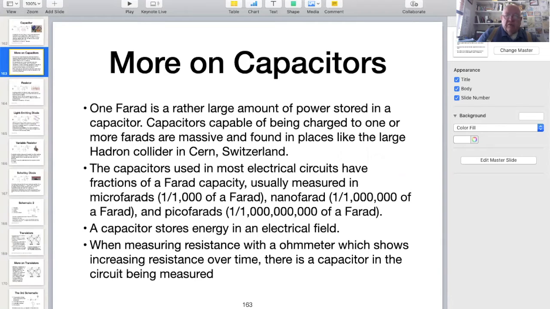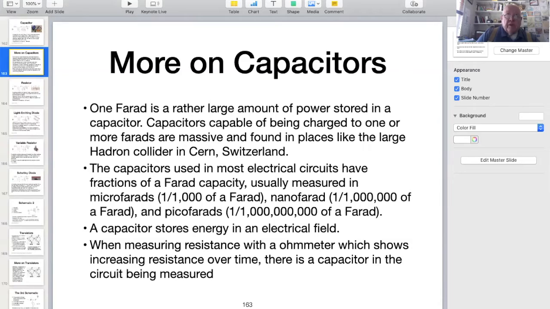1 farad of charge on a capacitor is a very large amount of power. The capacitors used in most electrical devices in the ham shack or around the home have much smaller capacitance, usually measured in microfarads, nanofarads, or even picofarads.